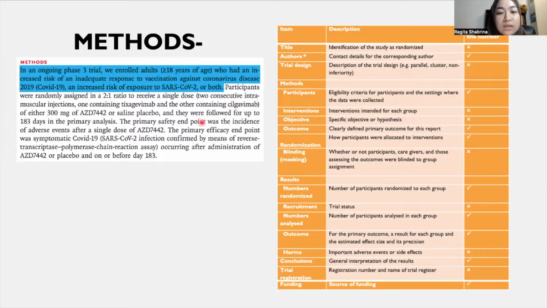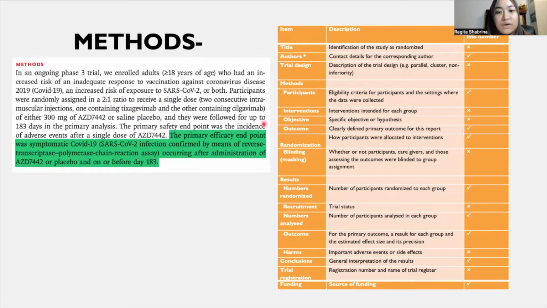The methods include participant, intervention, objective, outcome, randomization, and blinding. Participant means eligibility criteria for participants and the settings where the data were collected. In the article, there is a participant checklist. As we can see on the highlight, it is an ongoing phase 3 trial. We enrolled adults more than 18 years of age who had an increased risk of an inadequate response to vaccination against coronavirus disease. And let's move to the next item.